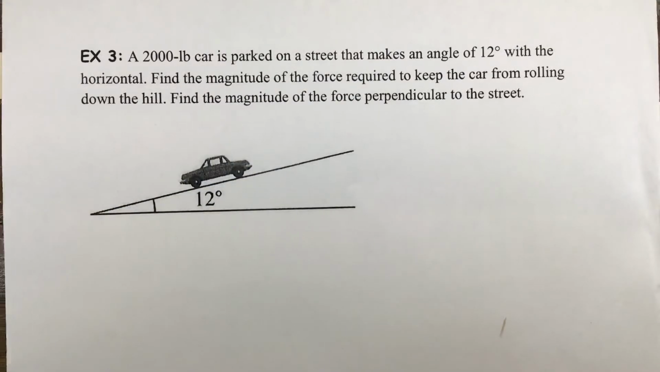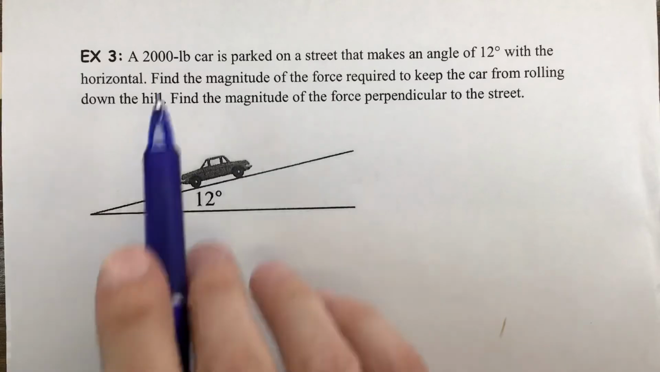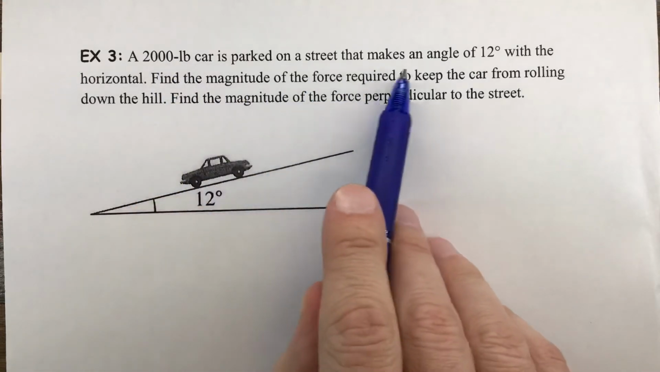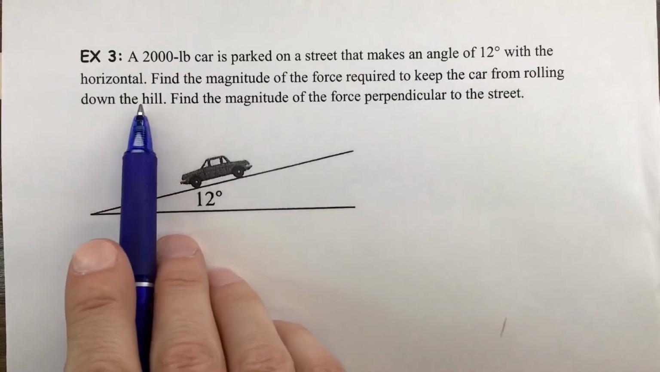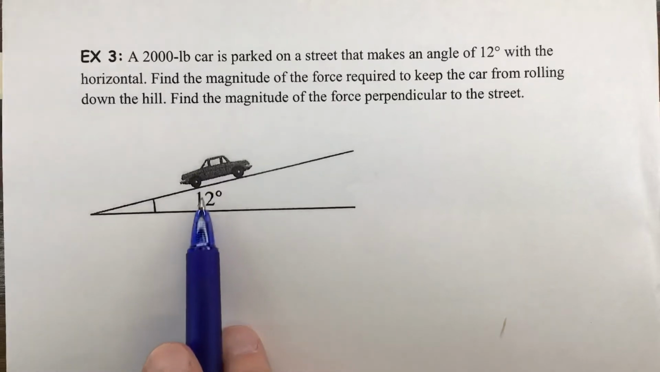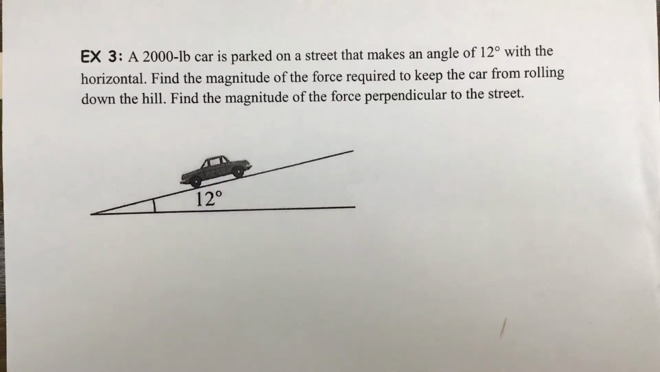All right, for example 3, we're going to do a little bit of a physics problem. This, as far as a diagram, can get a little bit confusing, but once you do a few of the problems, you really will get used to the idea and how you build these. Okay, so the situation that we have is that a 2,000-pound car is parked on a street that makes an angle of 12 degrees with the horizontal. So we have a car that is on a slope, at a 12-degree slope. And of course, if that car were put in neutral, it would roll down that hill.